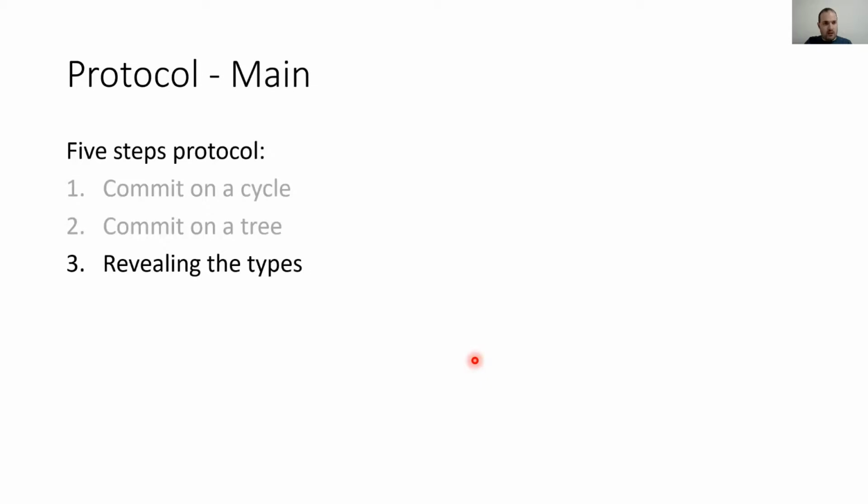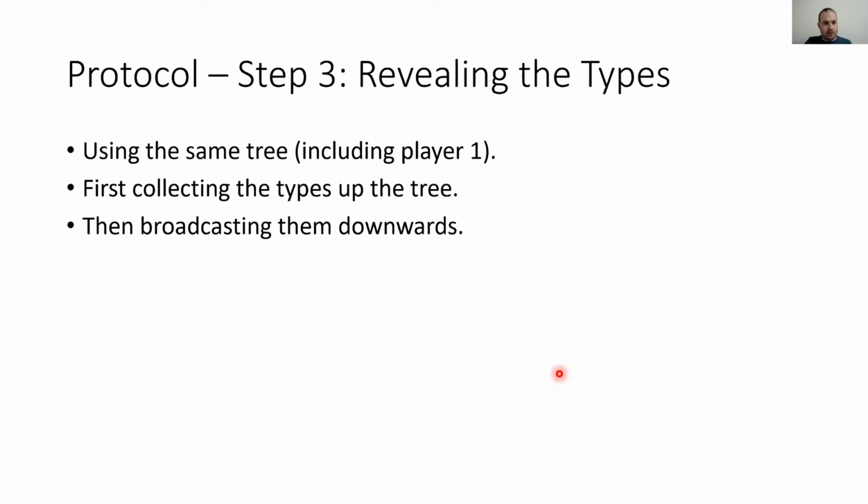The next step is going to be revealing the types. It's just broadcasting the type up the tree and down the tree, this time including player one. At the end of this step, all the players know all the types, including V.